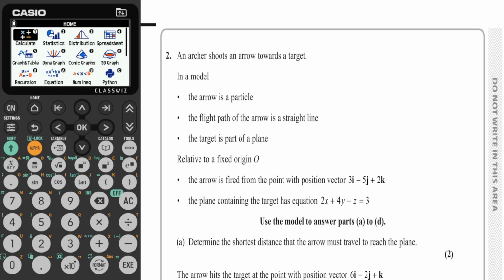Question number 2. An archer shoots an arrow towards a target. In a model, the arrow is a particle, the flight path of the arrow is a straight line, the target is part of a plane, relative to a fixed origin, and the arrow is fired from the point with position vector 3i subtract 5j plus 2k. The plane containing the target has equation 2x plus 4y subtract z equals 3. In this question we have to use the model to answer parts A to D.